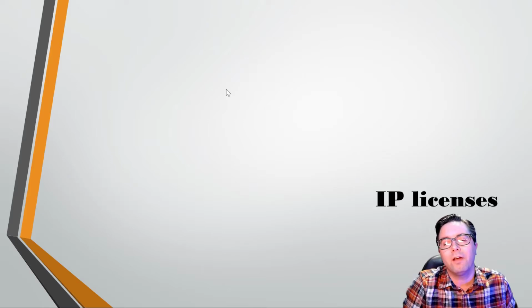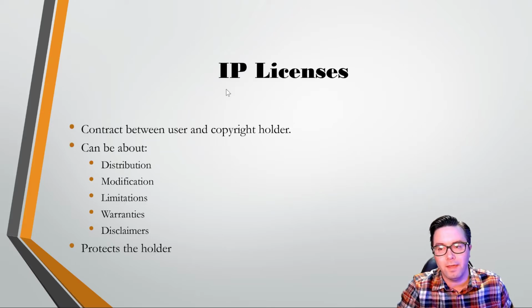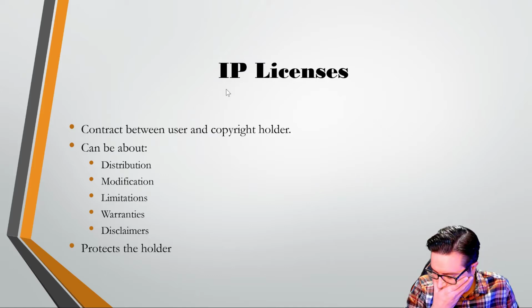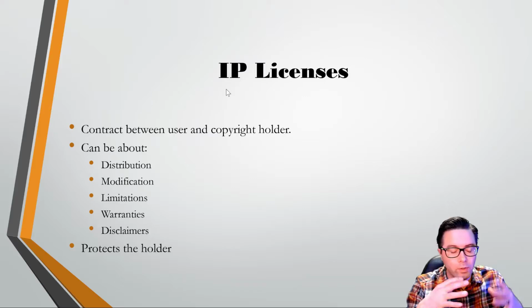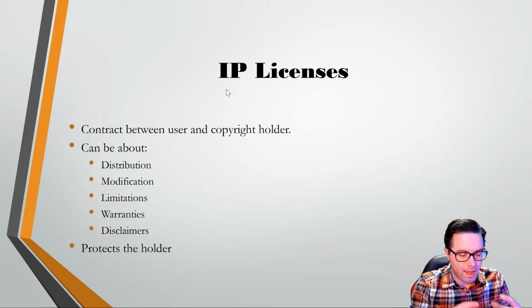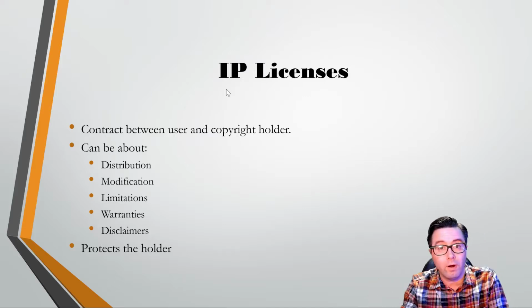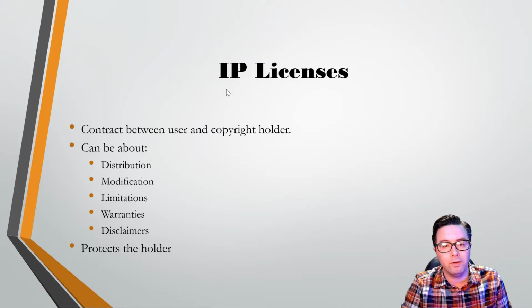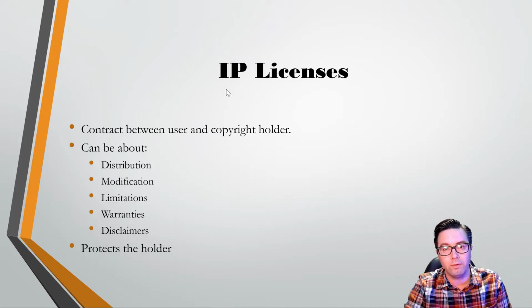So first thing that we're going to talk about is IP licensing. IP, of course, means intellectual property. We talked about that in the last class. When you have specific IP, you can license it out to people for whatever reason. Usually, I guess, it's for them to make their own money or whatever they're going to use it for.